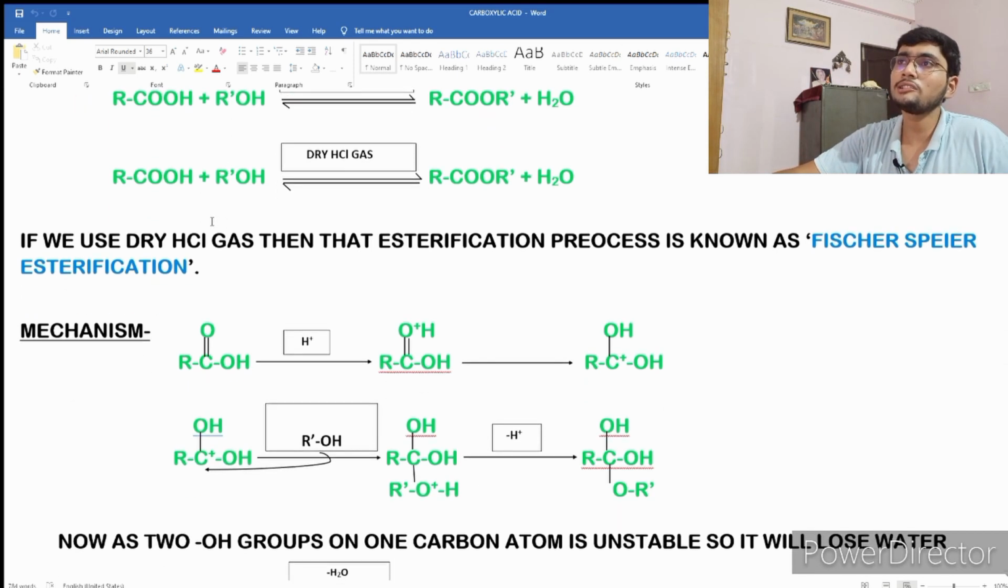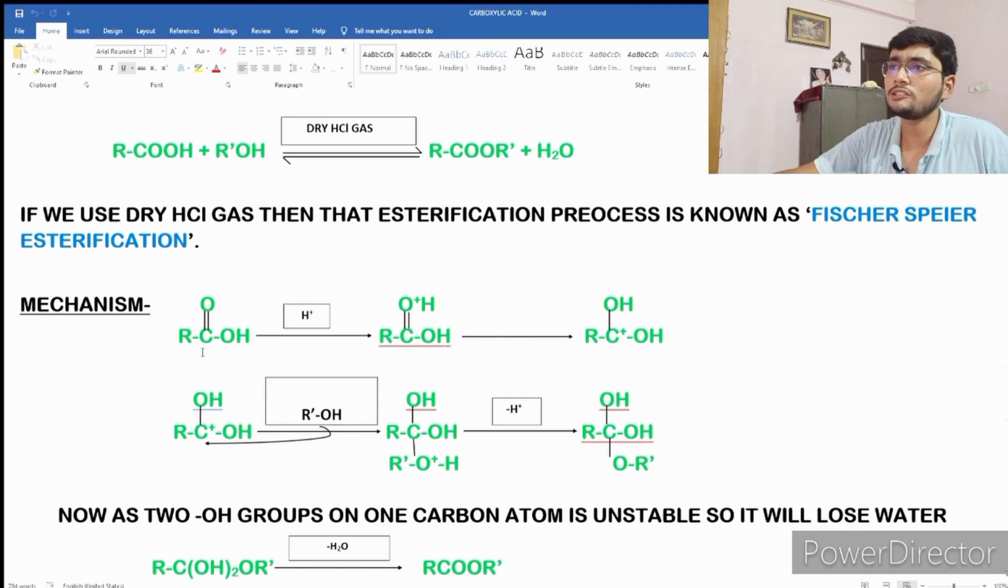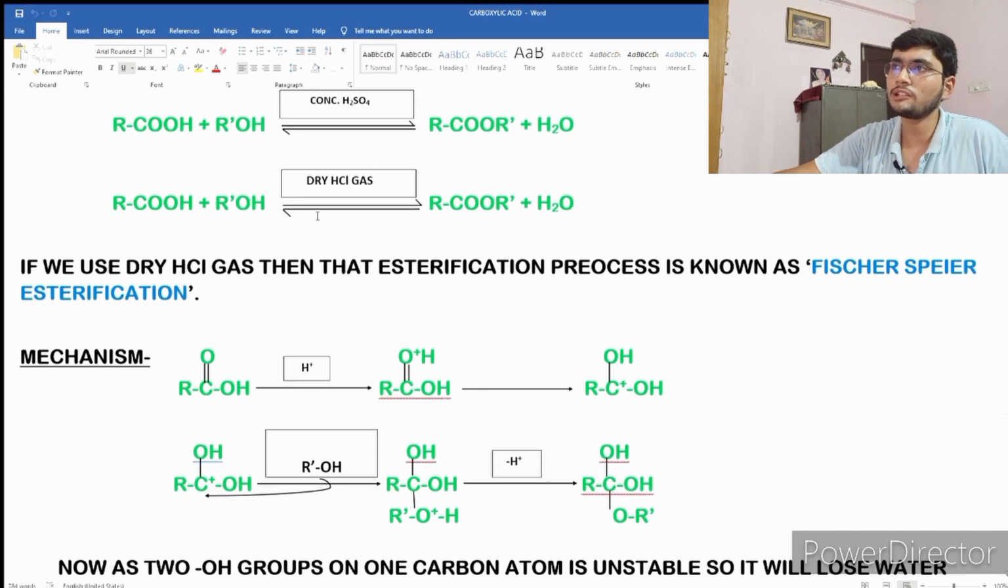Now let us see the mechanism of this esterification. You see, this is a carboxylic acid. The H plus will be from the concentrated sulfuric acid, or the acid we will get H plus. Now the oxygen of this carbonyl group will donate its lone pair to the H plus, and we will get this. Because the oxygen has given a lone pair, it will get a positive charge.